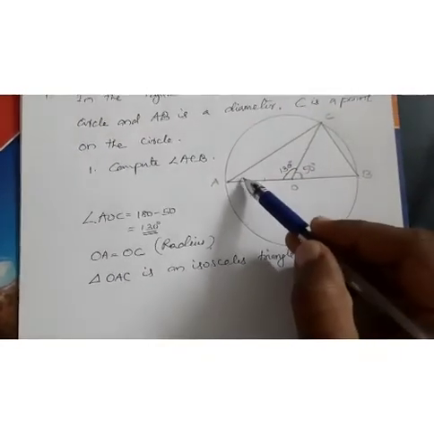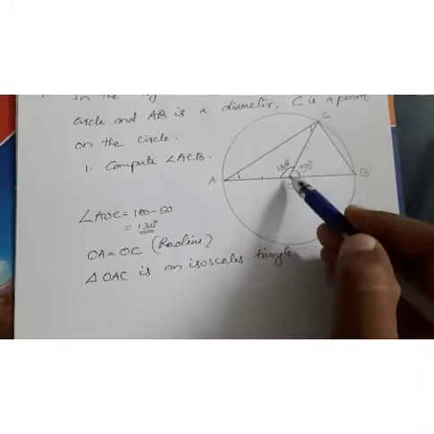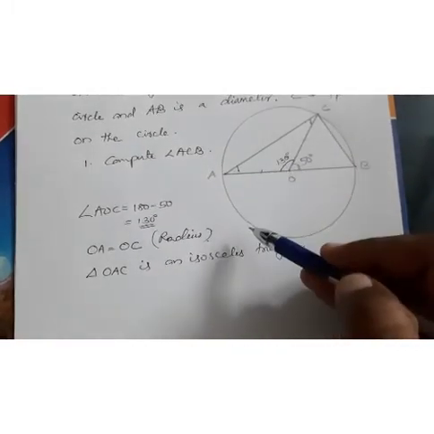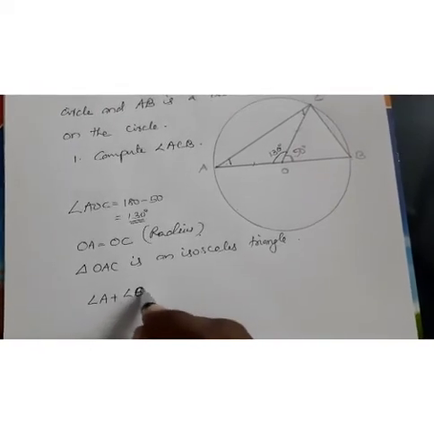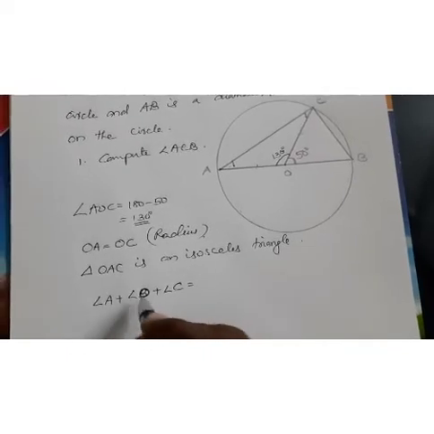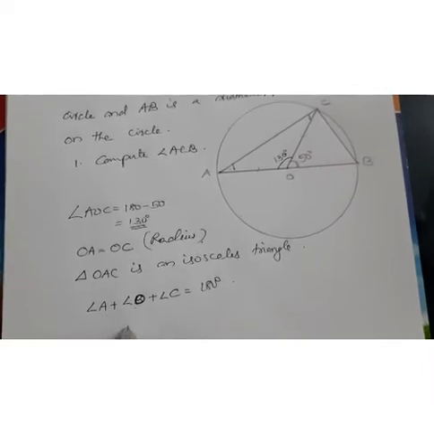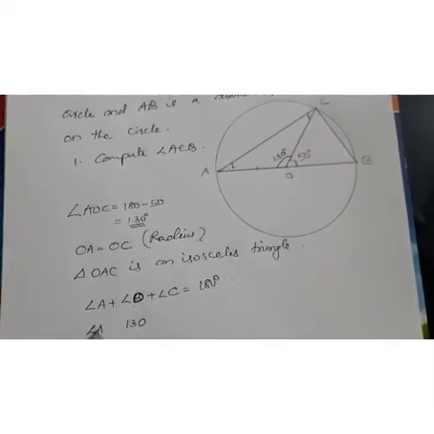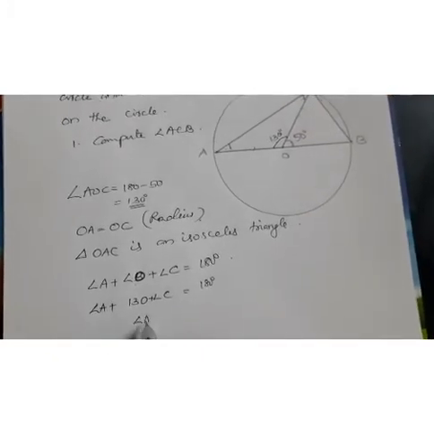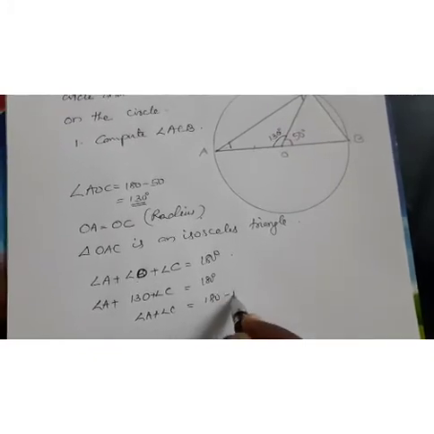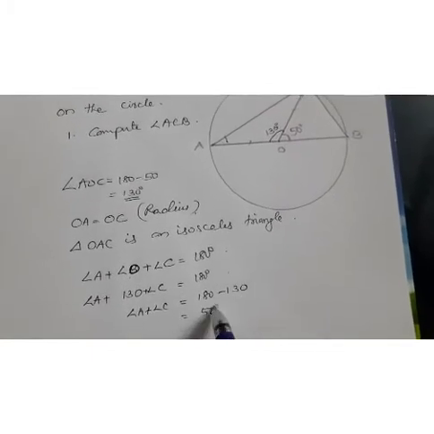So this is an isosceles triangle. These two angles are equal. So how will you find this out? Sum of three angles of a triangle is 180. So angle A plus angle O plus angle C, angle C means this angle, is equal to 180 degree. Out of that, angle O is given 130. Angle A and angle C we have to find out. Angle A plus angle C is equal to 180 minus 130. 130 comes to this side. So we get 50 degree.